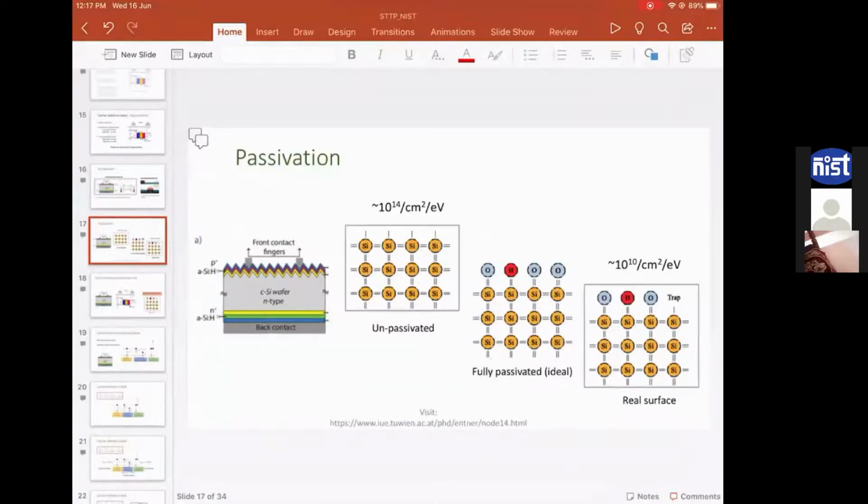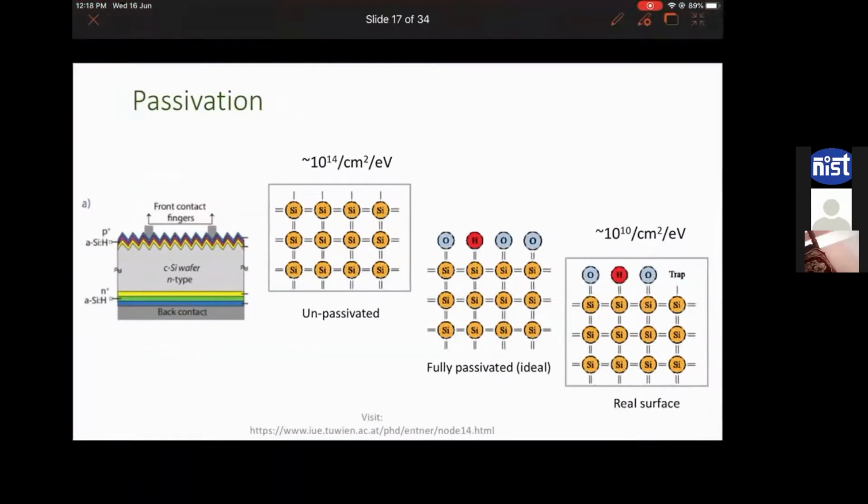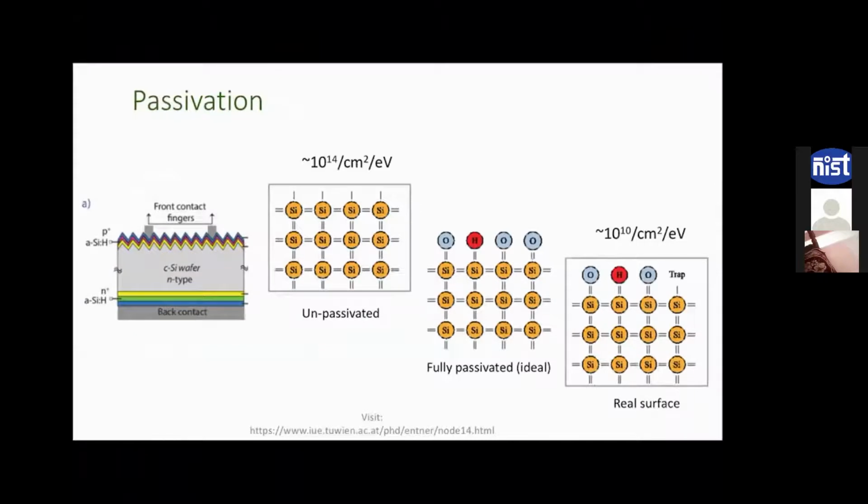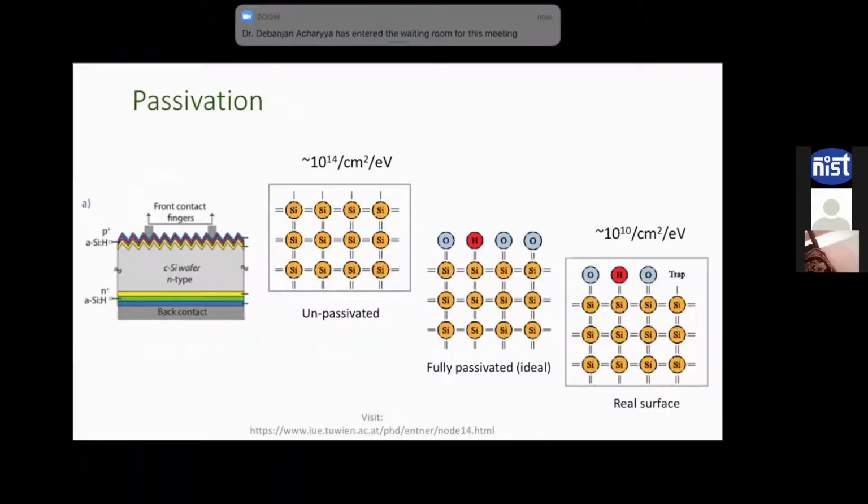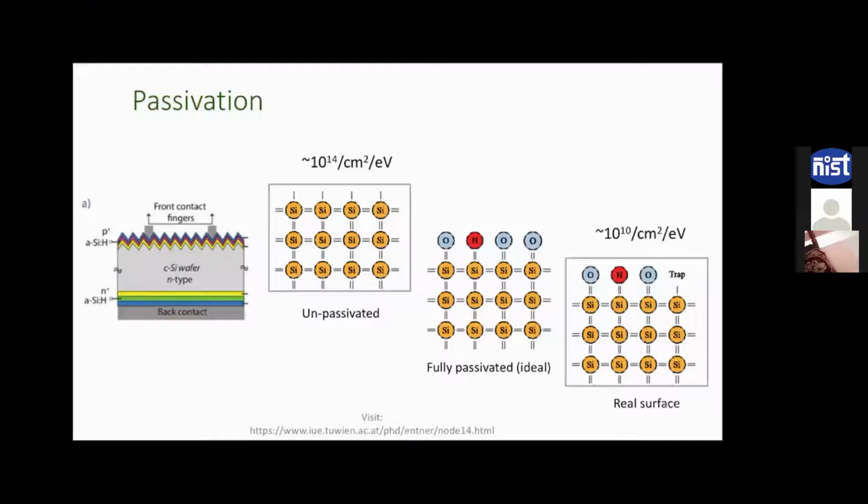Okay, so let me introduce a very important concept called passivation. This passivation is a very important concept in silicon technology. It is not only for silicon solar cells. This passivation is a very important concept for transistors also. So let us see what passivation is.